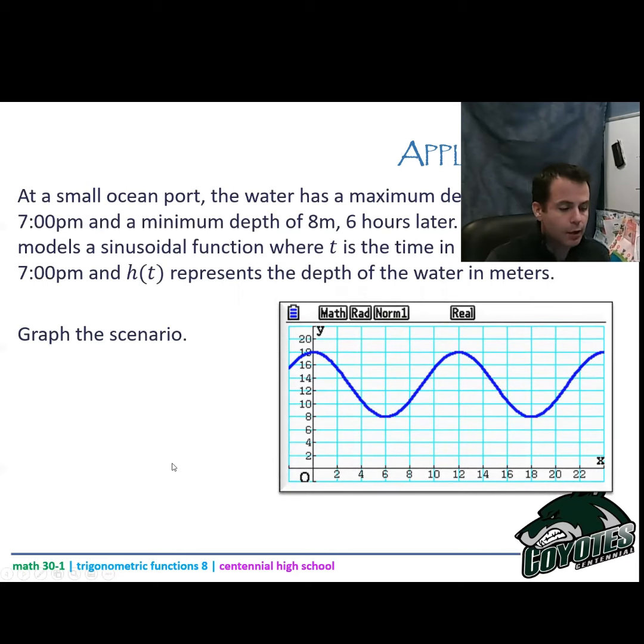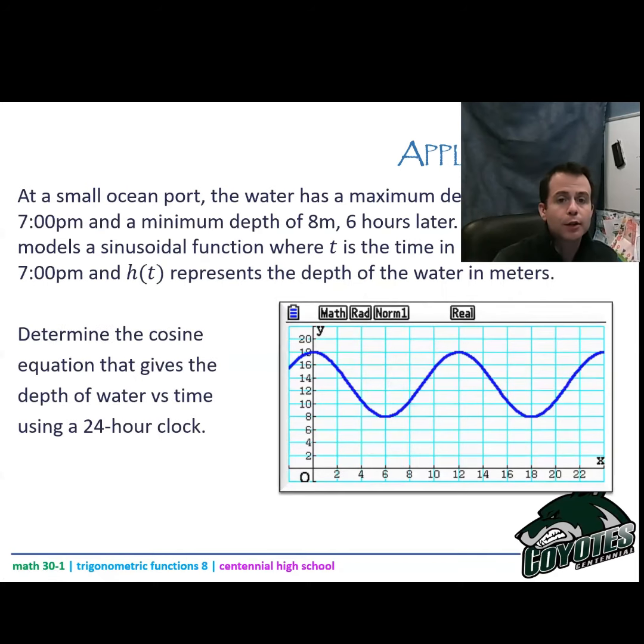Okay, so now the next thing we're going to do is figure out the cosine equation. So again, we want to figure out, what's A, what's B, what's C, what's D. We go from a depth of 18 to 8. So in total, that's a span of 10. So A is going to be 5. Your B value, well, we just said that the period takes 12 hours. So your B value would be 2 pi over 12, which would be pi over 6.